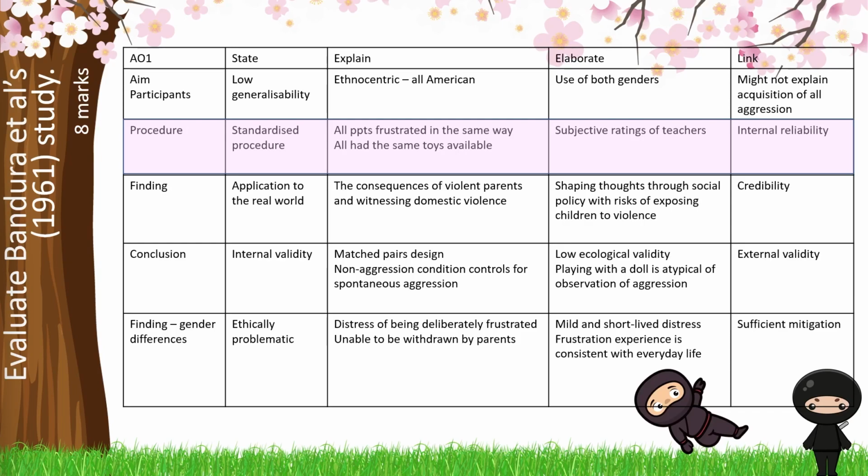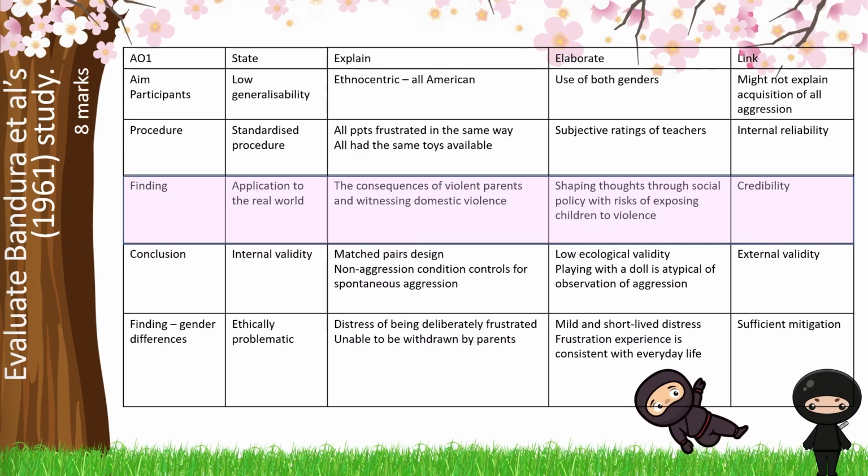We can talk about a less standardised aspect of the procedure is that there was subjective ratings of the teacher in terms of aggression, and these might change depending on how well or little they knew the children. We can then have a conclusion about internal reliability, and overall we'd suggest that this study was high in internal reliability.